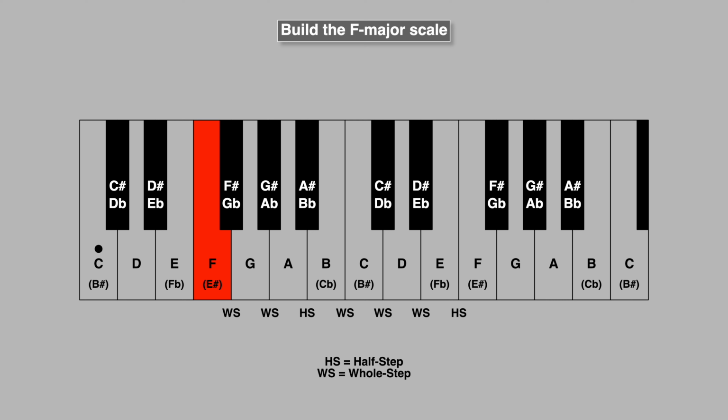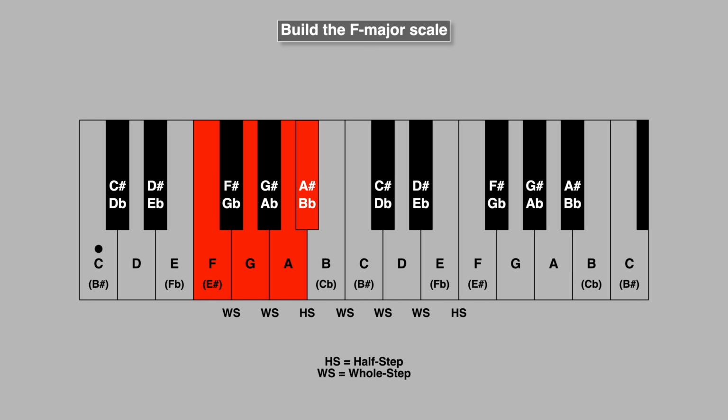Let's build the F major scale to see how to solve this situation. Starting from the note F, we need a whole step interval. This equals 2 half steps. We land on the note G. From the note G, we need a whole step interval. We land on the note A. From the note A, we need a half step interval.